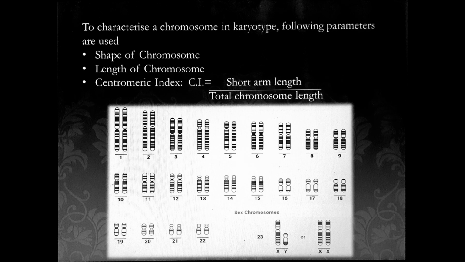Moving forward, the next topic is the parameters which are used for characterizing the chromosomes in karyotyping. There are several parameters on the basis of which chromosomes are characterized. It includes shape of the chromosomes, length of the chromosomes, and centromeric index. What is centromeric index? It is the ratio of the short arm to the length of the total chromosome. We know a chromosome has two arms, one is the long arm and another one is the short arm. So while calculating centromeric index, the short arm is compared to the length of the total chromosome. This is how centromeric index is calculated.